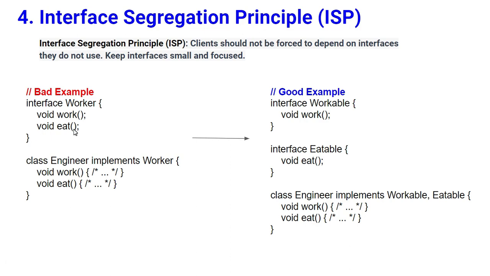What we can do is create one interface for workers and another interface for eatable people, and based on the requirement of the employee they will implement them. If you see the good example, for workable people we have created a separate work method, and for eatable people we have created a separate eat method. So if class Engineer implements Workable and wants Eatable, he will implement it. If somebody wants only Workable, he will implement Workable. If somebody wants Eatable, they will implement Eatable.